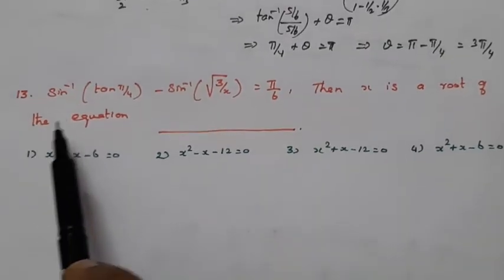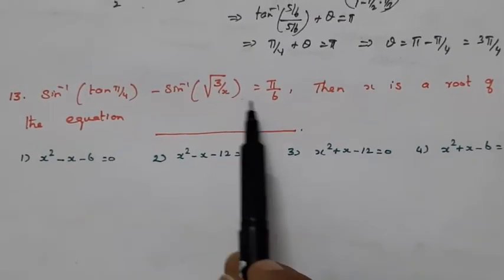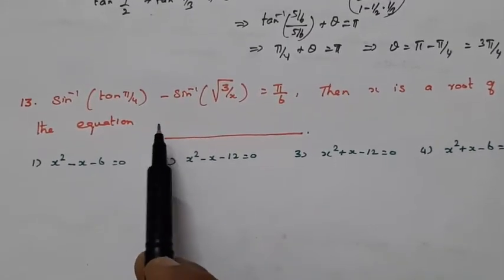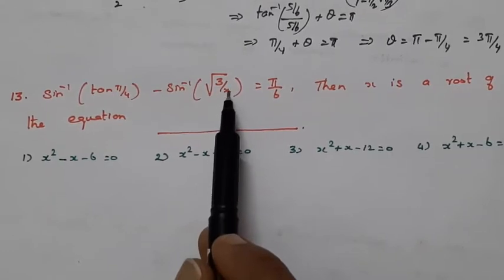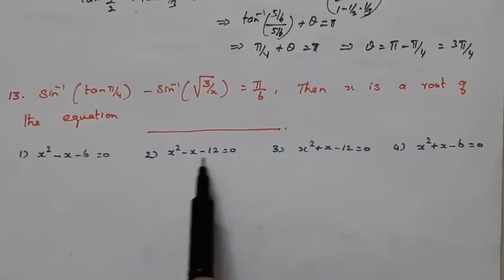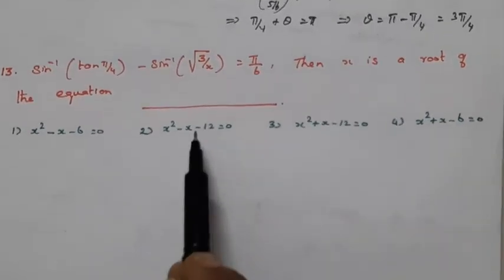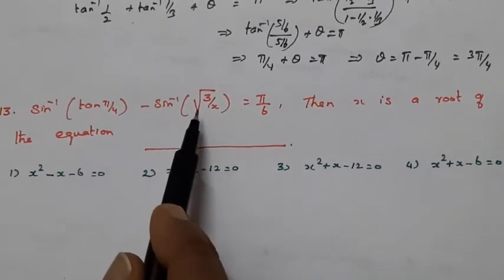Then the 13th one: sin inverse of tan pi by 4 minus sin inverse of root 3 by x is pi by 6. Then x is the root of this equation. So first let us find the value of x, and then let us check x will be the root of which equation among the given 4 equations. So first let us find the value of x from the given equation.